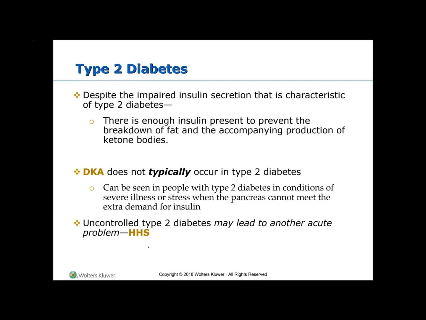It can be seen in people with type 2 diabetes in conditions of severe illness or stress, when the pancreas cannot meet the extra demand for insulin. For example, when you're ill, your body needs more energy to recover, or when you have injuries, or when you're stressed, in fight or flight, you're going to need more sugar. Your body's going to need more energy, so you're going to start breaking down fat regardless.